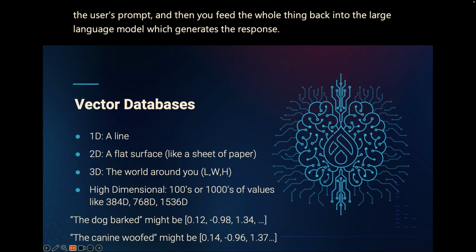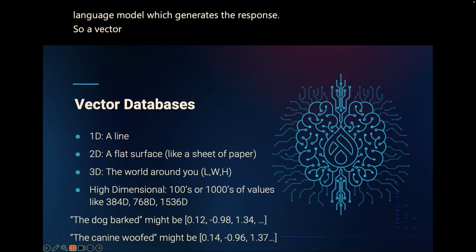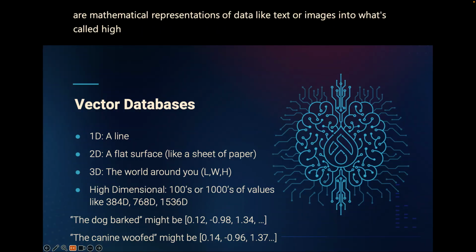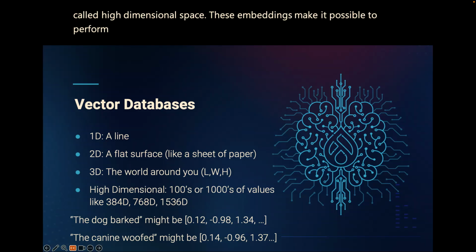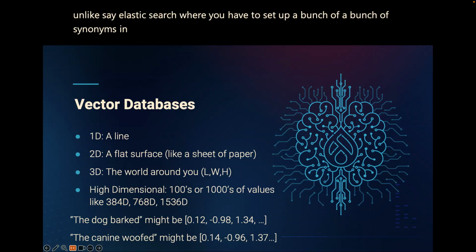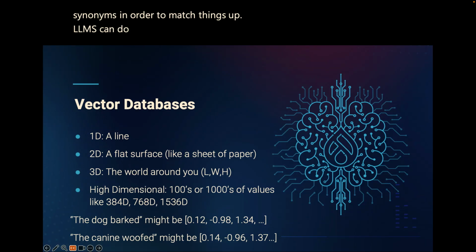A vector database stores what are called vector embeddings. Those are mathematical representations of data, like text or images, in what's called high-dimensional space. These embeddings make it possible to perform similarity searches based on meaning, not exact keywords. Unlike, say, Elasticsearch, where you have to set up a bunch of synonyms in order to match things up, LLMs can do this just out of the box.